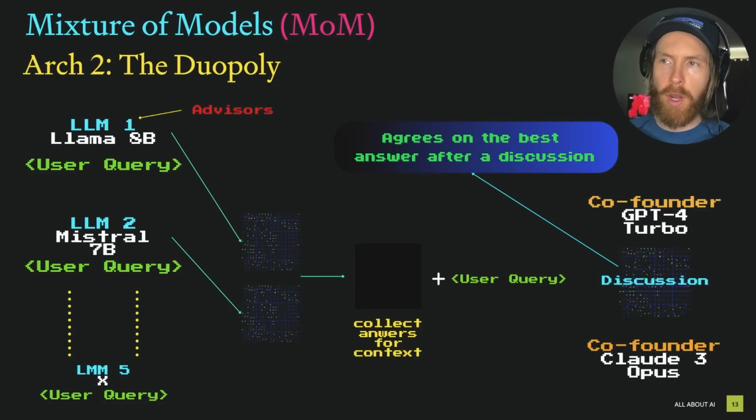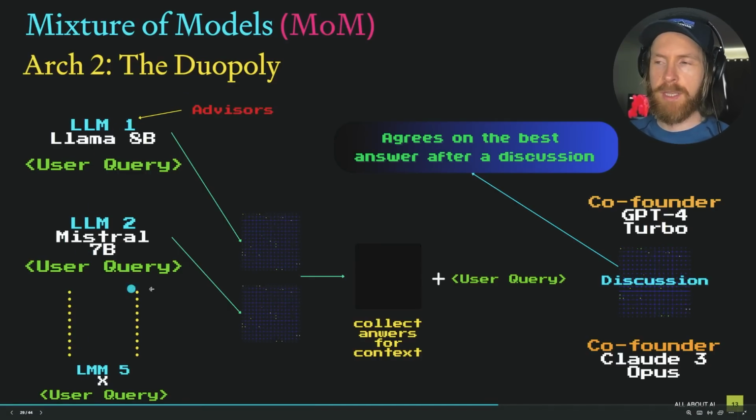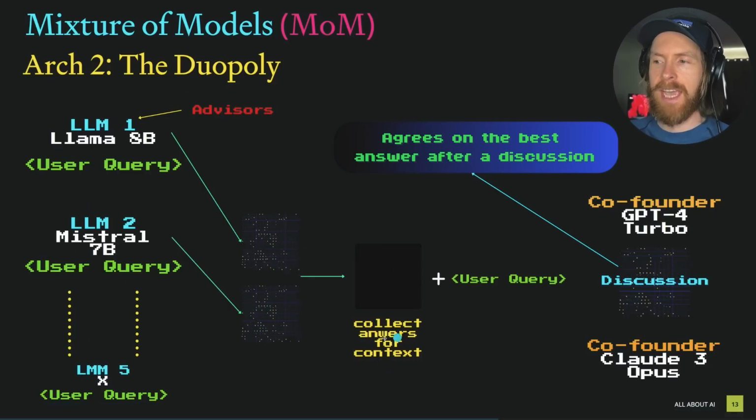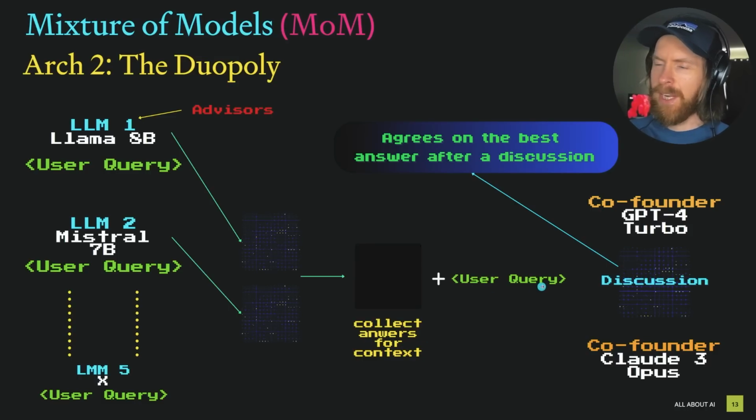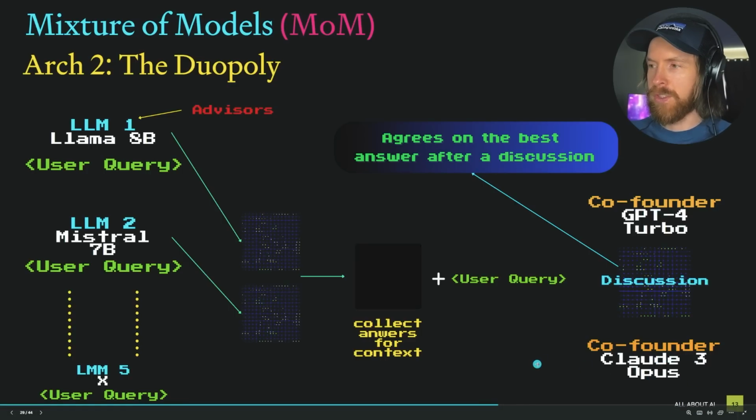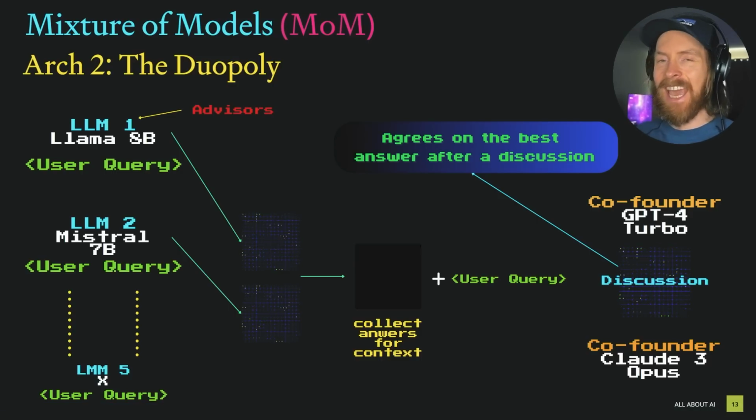So this is the duopoly. The setup is the same. We have some advisors, in this case basically the same models as before. They're going to go and collect the answers for context. We have the same user query, but here we have a different kind of architecture. We have what I call co-founders. We have GPT-4 Turbo and we have Claude 3 Opus. So you can see I'm using these powerful models at the end here, right? I found that was pretty good.